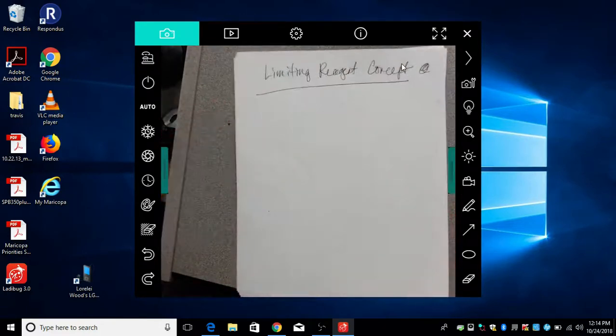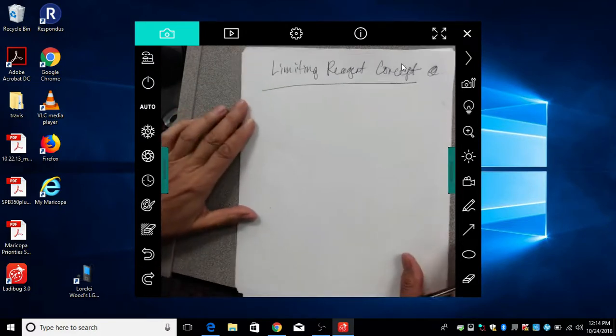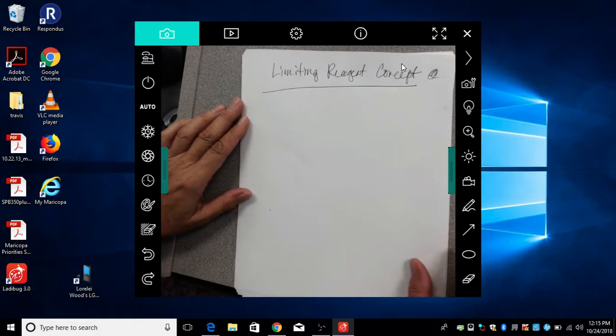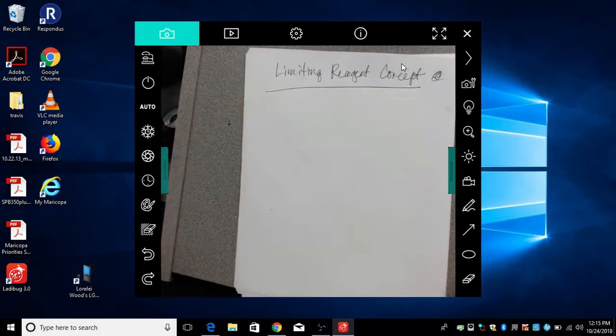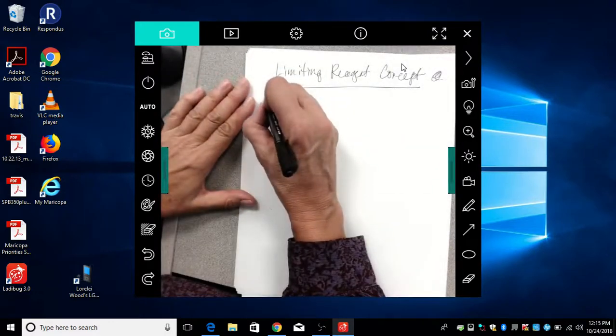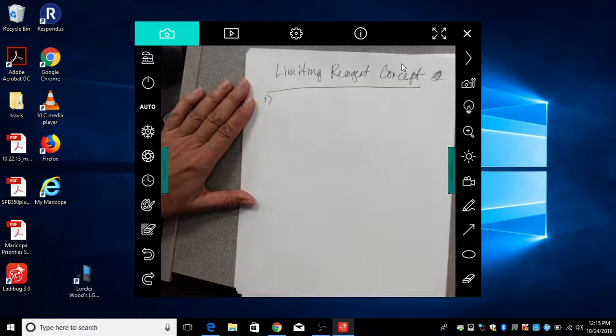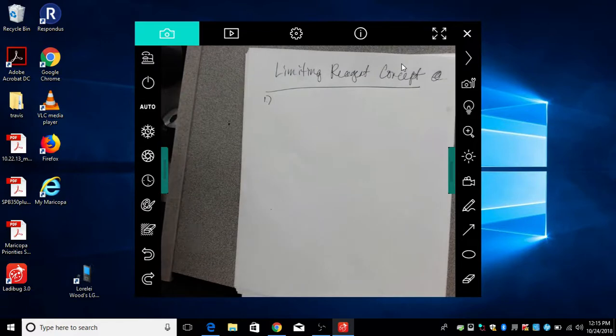All right, this is limiting reagent. We're talking about limiting reagent today. Limiting reagent has to do with what runs out first, the stuff that runs out first. When you're doing these limiting reagent problems, you can think them through, or you can follow a particular set of steps. Here are the steps that I'm going to advise that you follow. You can do whatever you want, but these are the ones that I recommend.